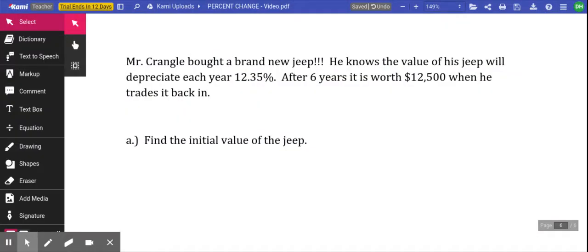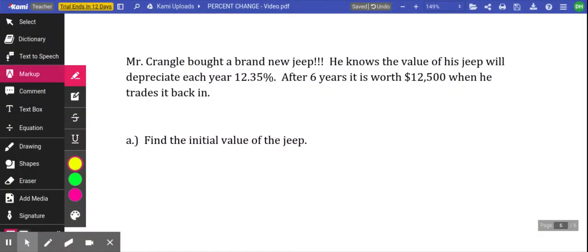And now he knows the value of his Jeep will depreciate. Okay, this is a good rule of thumb. It's going to depreciate about 12.35% each year. And after 6 years, it is going to be worth about $12,500 when he trades it back in to get his next new Jeep.